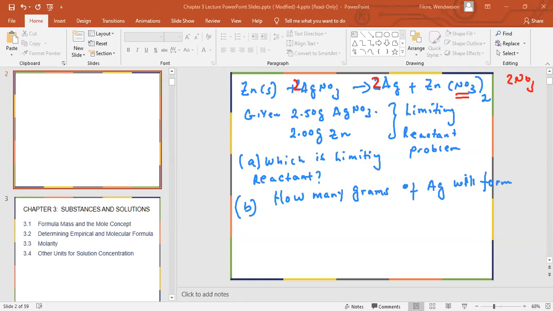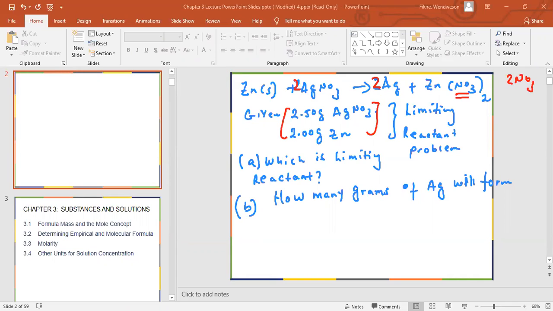Some people like mole to mole ratio, convert the grams to moles. That's fine. I don't have any problem with that. I personally can do both. I can just compare the grams of zinc with the grams of silver nitrate because the values are given in grams here. It's just a matter of saving time. So whichever way you like, but determine the limiting reactant, whether the limiting reactant is silver nitrate or zinc.